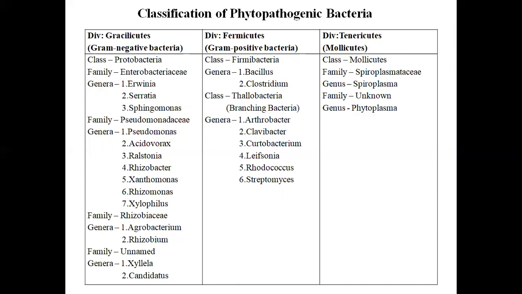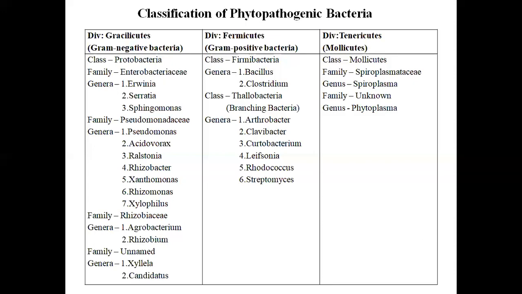The genera are Arthrobacter, Clavibacter, Curtobacterium, Leifsonia, Rhodococcus, and Streptomyces. Streptomyces is a filamentous, or branching, bacterium. Streptomyces scabies is the important genus for scab of potato and scab of apple in plant pathology. So there are two classes, Firmibacteria and Thallobacteria, in the division Firmicutes, known as gram-positive bacteria.